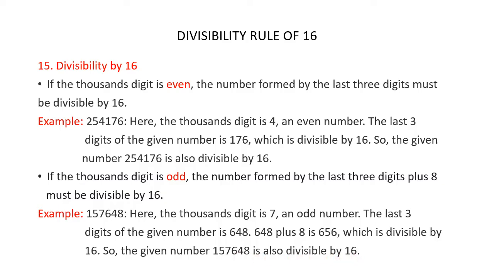Hope you got that. In the number 157648, 7 is the thousands digit. 7 is an odd number. So when you consider the last three digits of the number, 648, you have to add 8 to 648. The answer is 656. So 656 is divisible by 16 and hence the number 157648 is also divisible by 16.